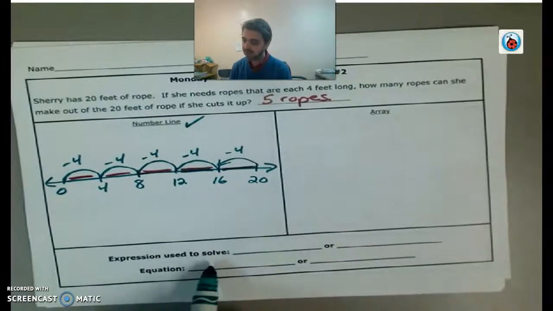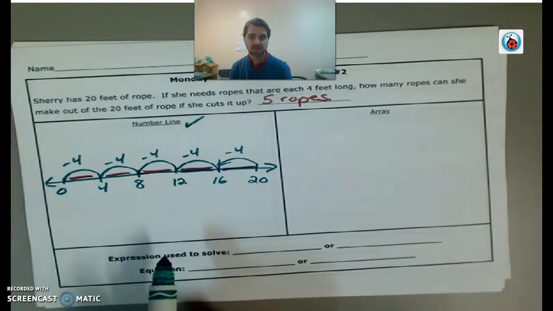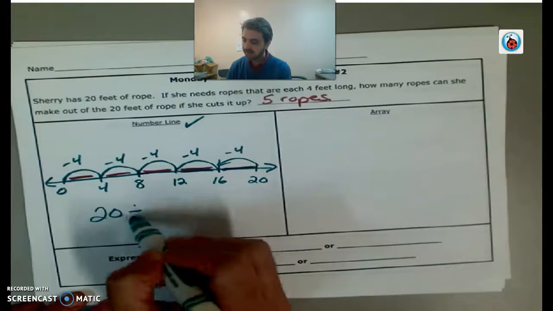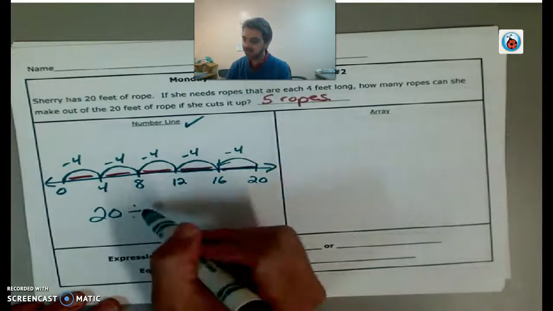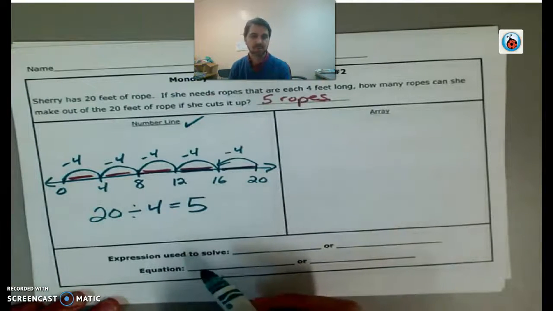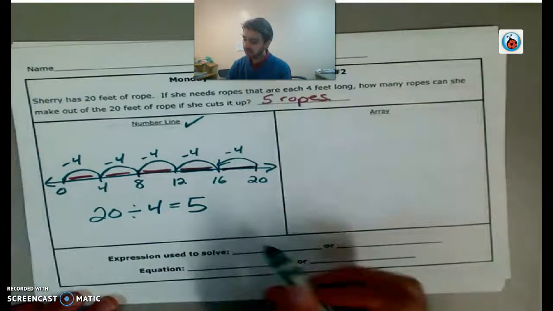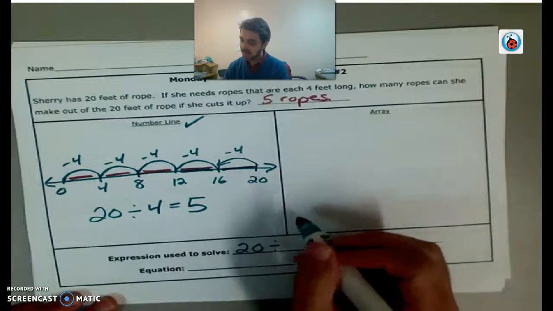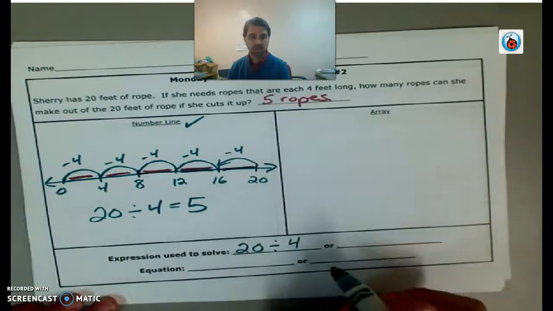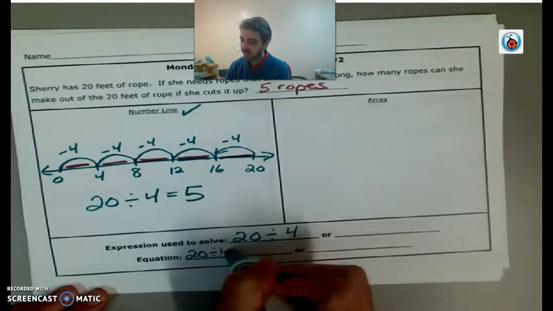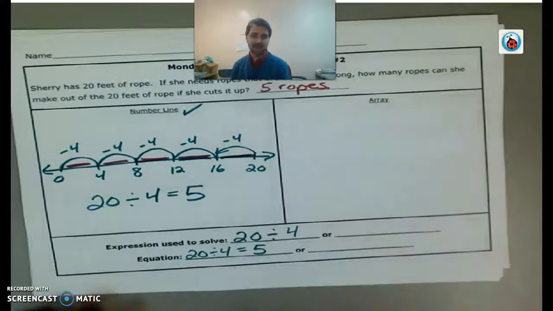What's the expression used to solve it? So remember, an expression does not include the equal sign. So we had 20, right? We divided it into ropes that were 4 feet long. And that gave us 5 ropes. So our expression would be 20 divided by 4. And our equation would be 20 divided by 4 equals 5.